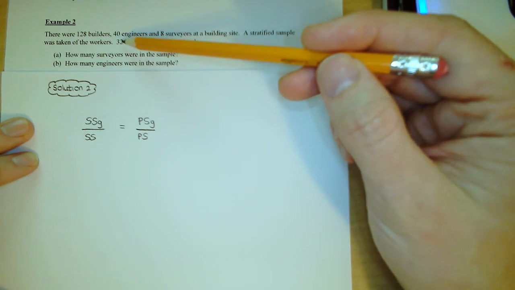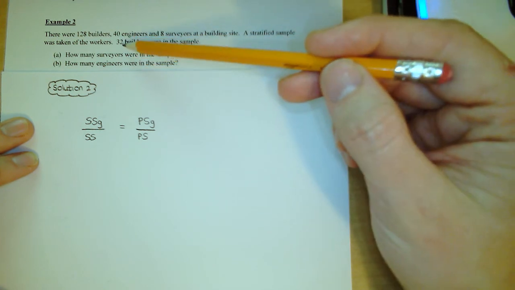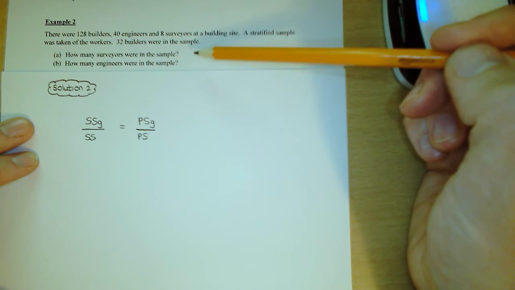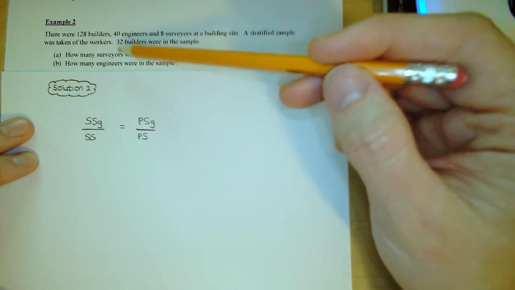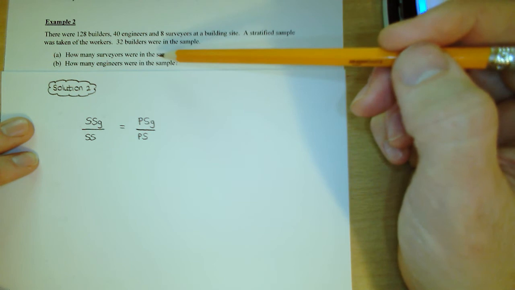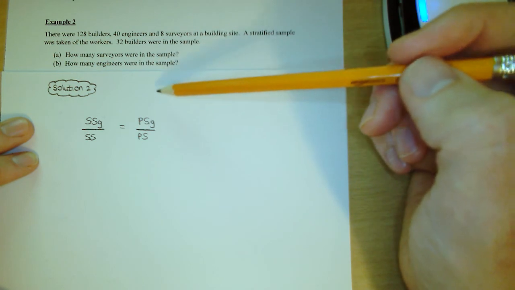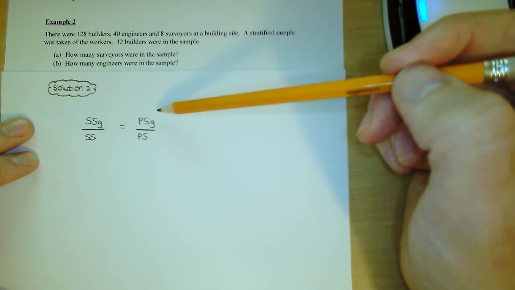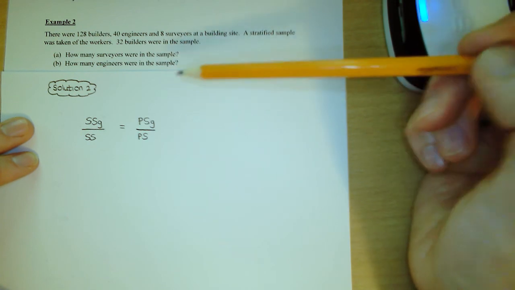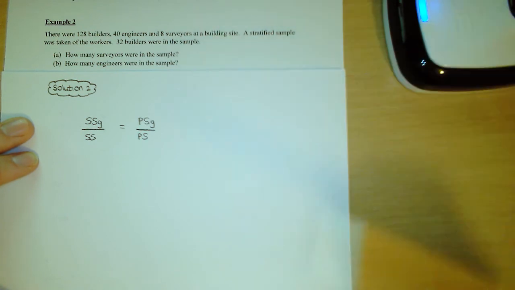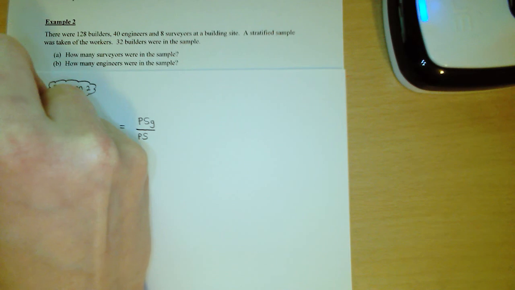The clue's in the question. It gives us a random bit of information about builders. It says there are 32 builders in the sample. That's the key bit. You're actually going to go to the builders group first, because in the builders group you will know 3 out of the 4 things. In all of the other groups you won't know 3 out of the 4 things. You'll only know 2 quantities. So we're actually going to go to the builders group.